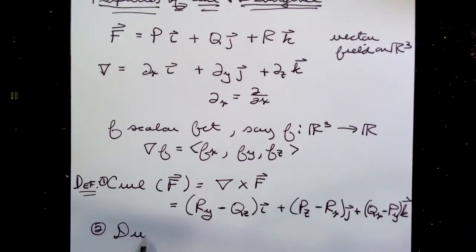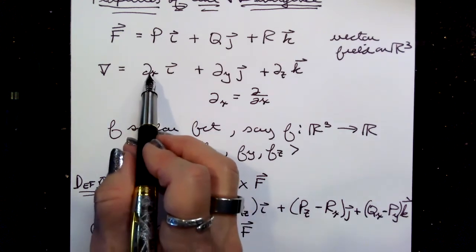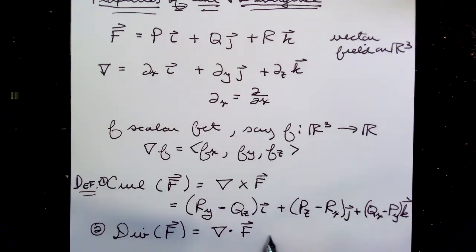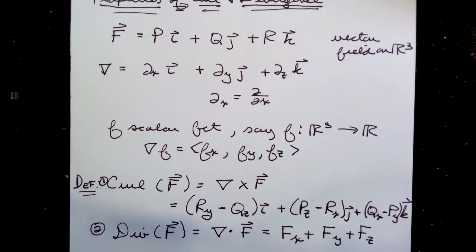And the divergence of F, which you can write in this way, but I like it better written as the dot product because it tells you exactly what to do. So you take the dot product of the vector grad with the vector field F, and you get P sub x plus Q sub y plus R sub z. The dot product always gives you a scalar, and the cross product always gives you a vector. So this makes sense in terms of what we know from the beginning of the class.